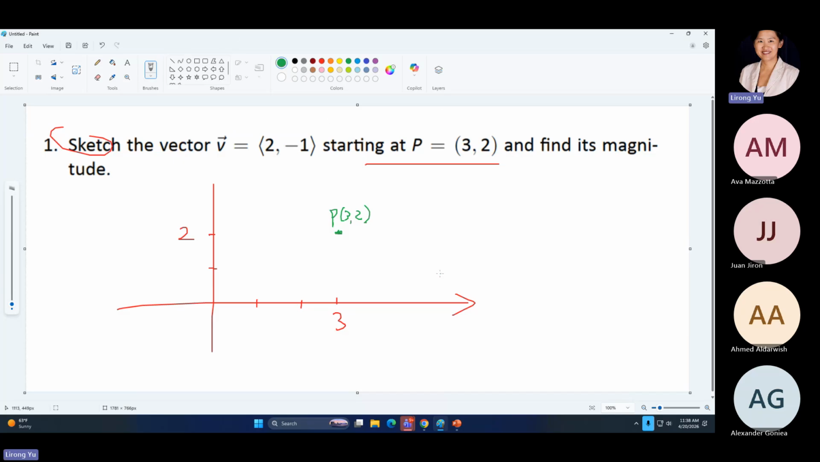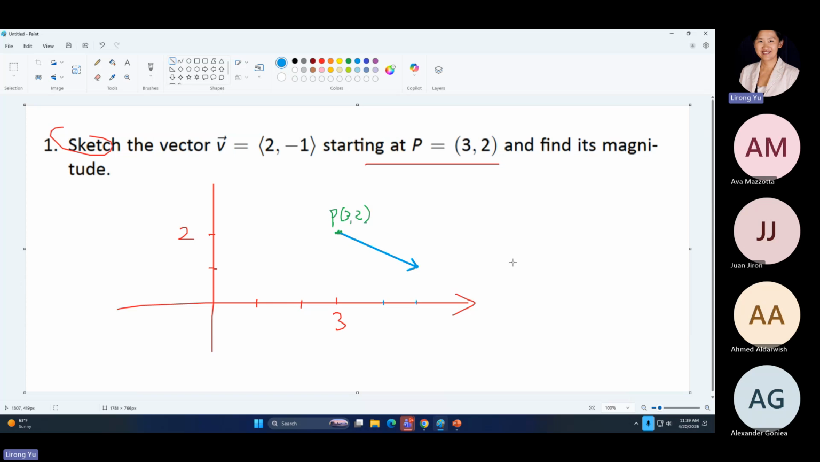Okay, so then the vector looks like this. So we're going to visualize. We go 1, 2, and then 1 down here. So the vector starts from P and ends here. So that's vector V equal to 2, -1. So 2 means 2 units in the x direction, and -1 means 1 unit down in the y direction. That's our vector V in the picture. Any question? Right, so that's the sketching part.